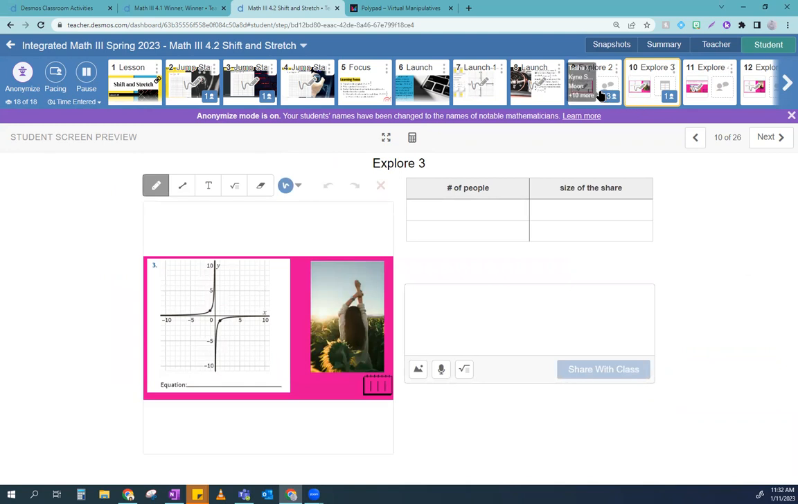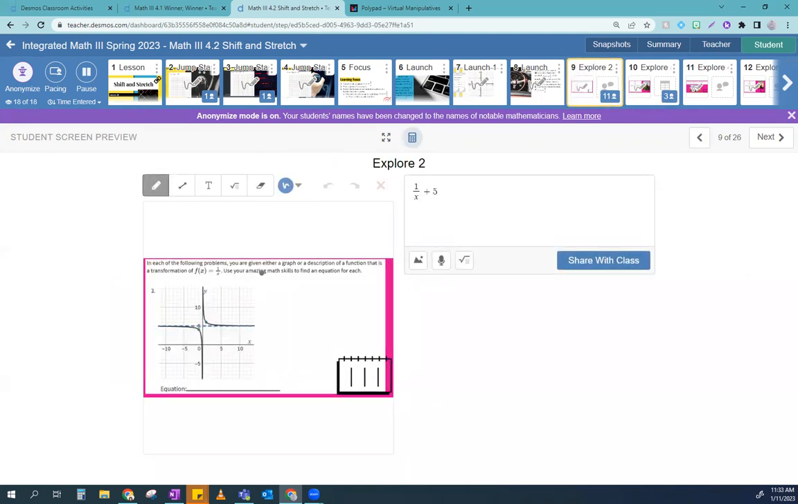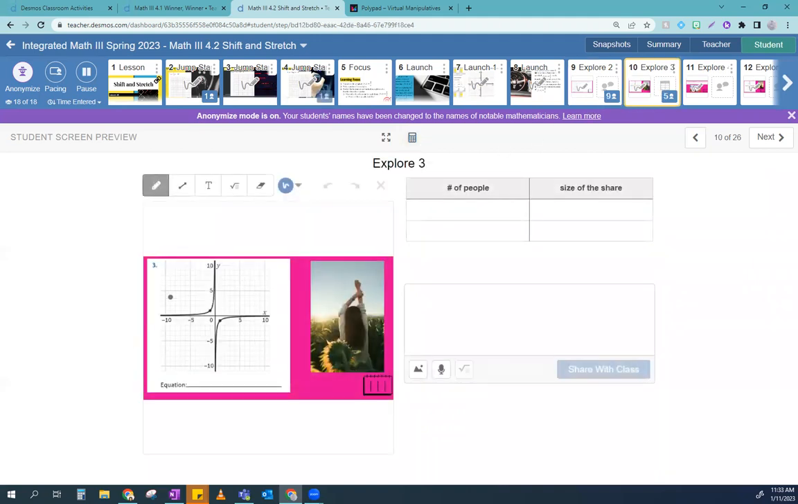All right, number 10. So wait. Okay, so here the directions are, you are given the graph or the description of a function. Figure out the transformation. Okay, so here is a function. Is this how it normally looks? No, right? It got moved. Normally it lives here and here. This is my horrible drawing. But it got moved to here and here.